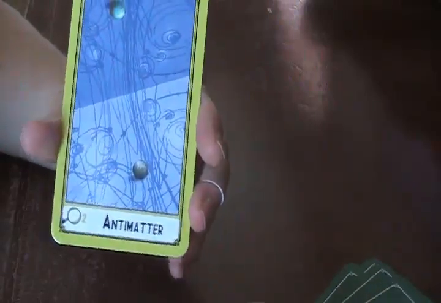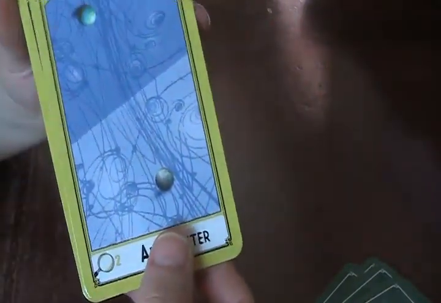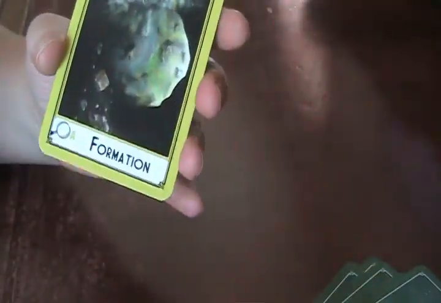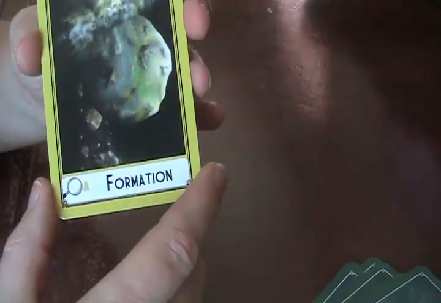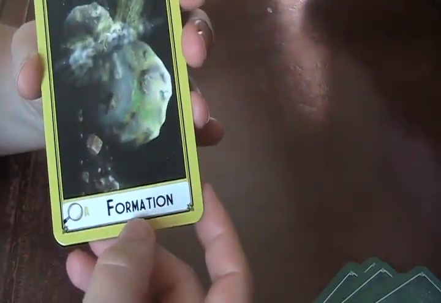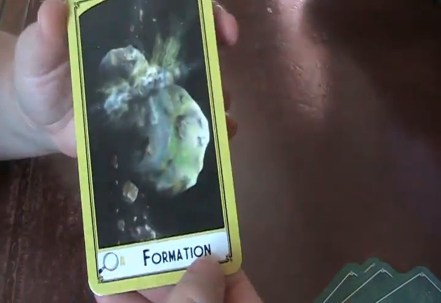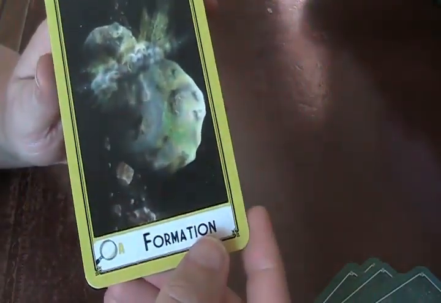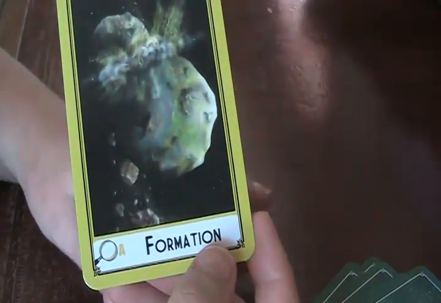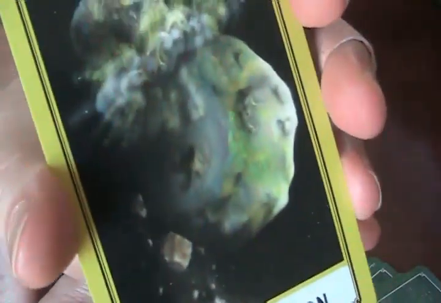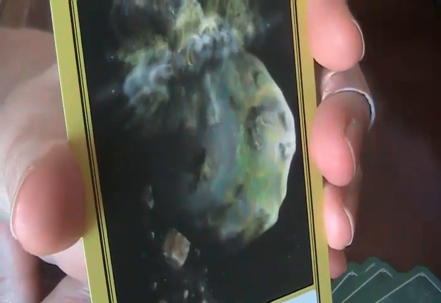2, antimatter. So the balancing of matter and negative matter. That's very interesting. That's a good choice. And the ace, sorry. Formation. This is kind of collisions of celestial bodies in the formation of the Earth. You can kind of see hints of the Earth as things collide into it. It gets bigger and more dense.